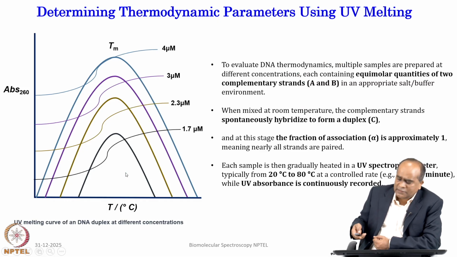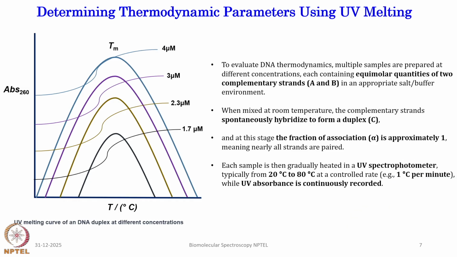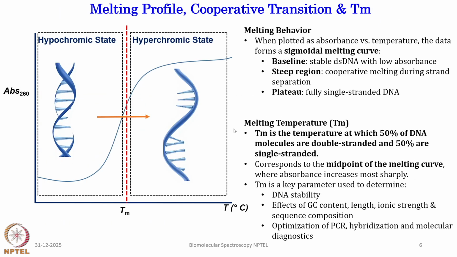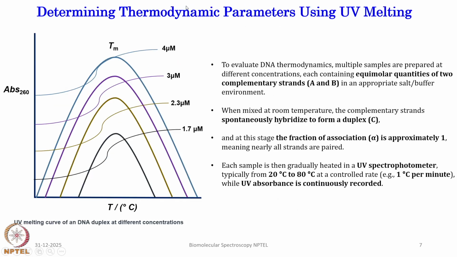So, now what are the parameters that we can determine using the UV melting curve? As I mentioned, the Tm is extremely important, right. It is an extremely important parameter that also tells about the GC content. So, let us do some experiments and find out what we can get.